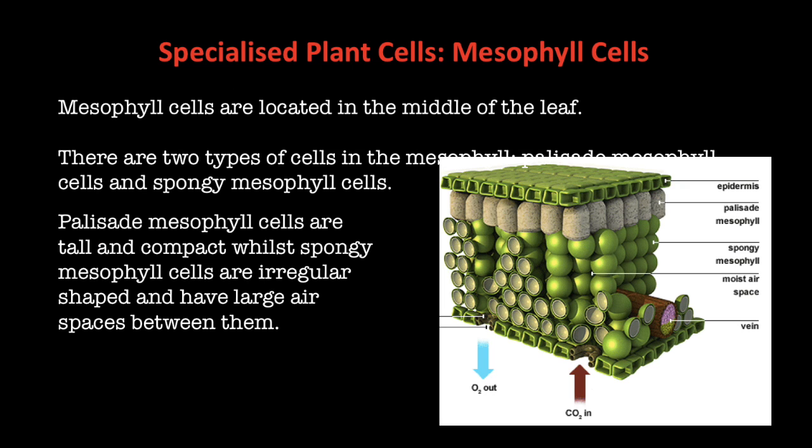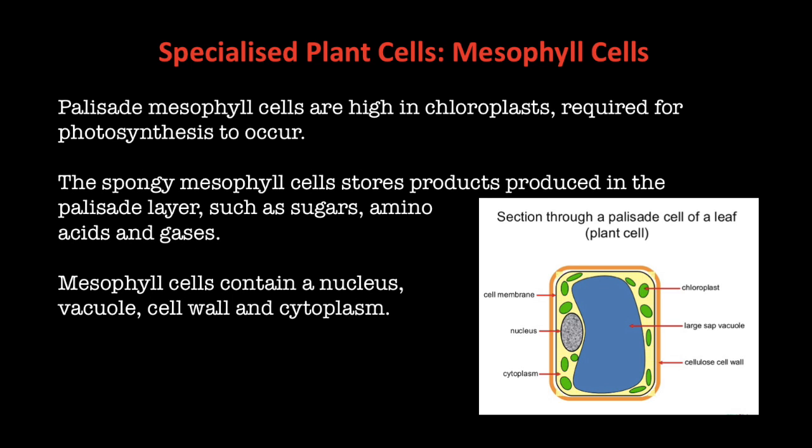Mesophyll cells are specialized plant cells. The mesophyll is located in the middle of a leaf where photosynthesis occurs. There are 2 types of cells in the mesophyll: palisade mesophyll and spongy mesophyll. The palisade mesophyll cells are tall and closely compacted to absorb the maximum amount of sunlight. It is high in chloroplasts required for photosynthesis to occur.